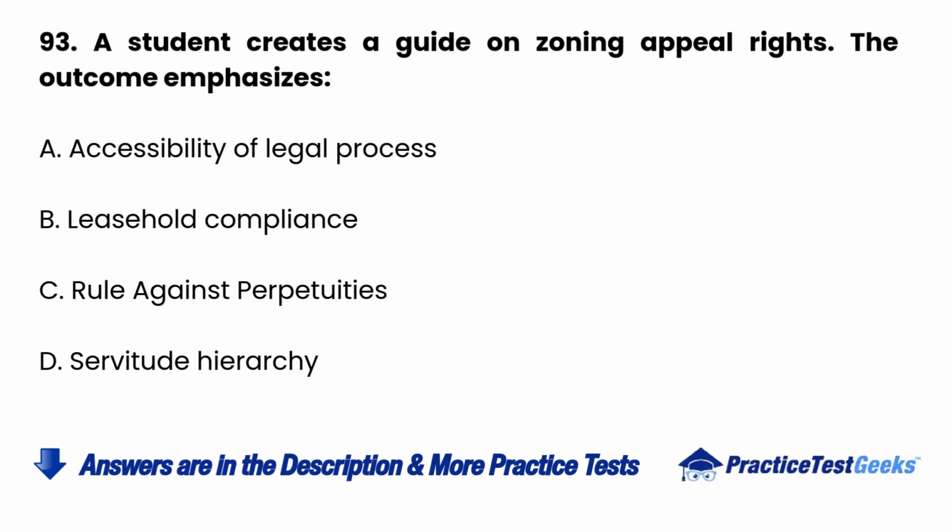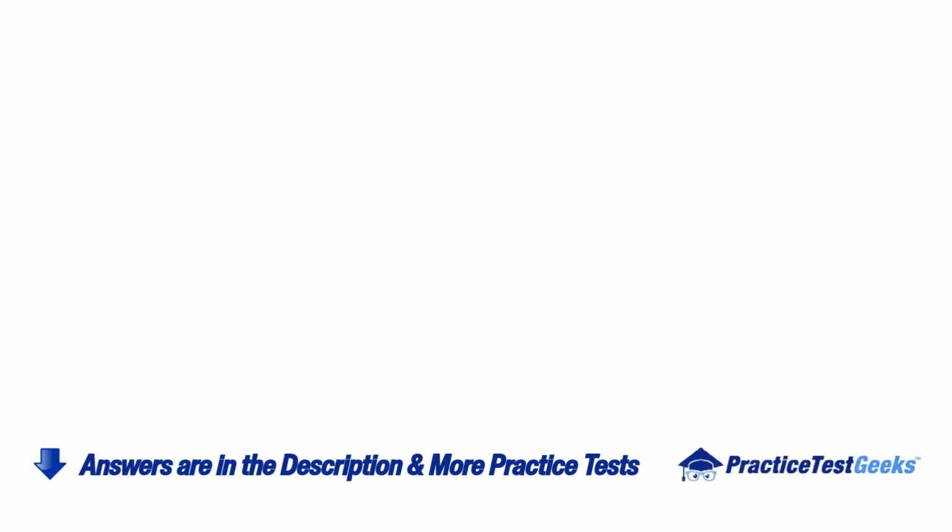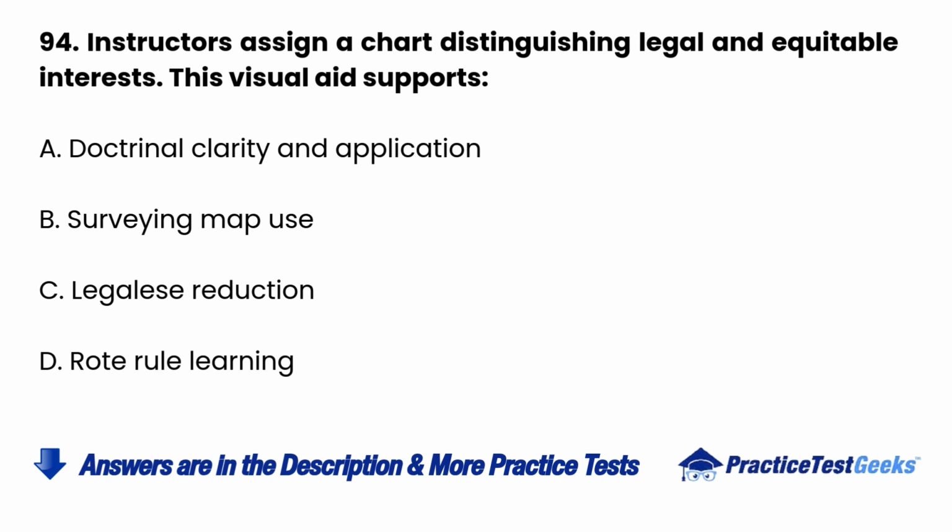The outcome emphasizes A. Accessibility of legal process. B. Leasehold compliance. C. Rule against perpetuities. D. Servitude hierarchy. 94. Instructors assign a chart distinguishing legal and equitable interests.